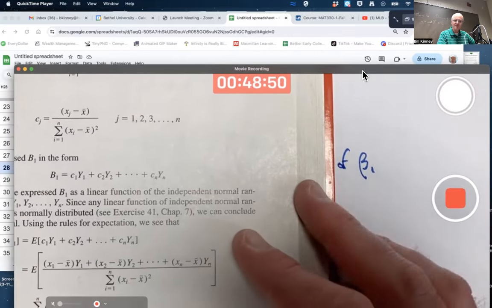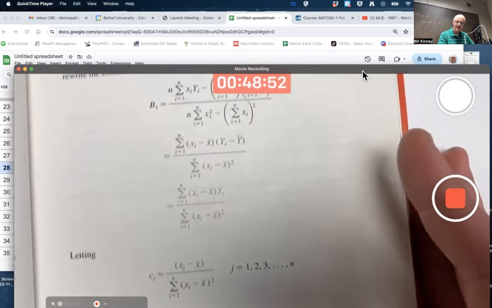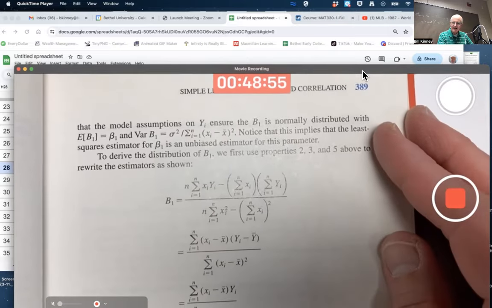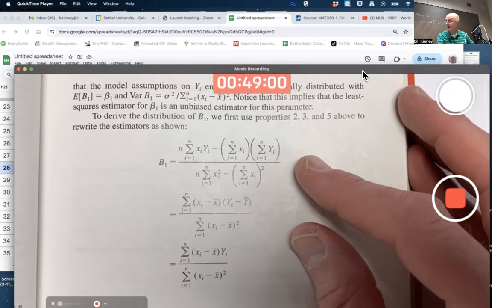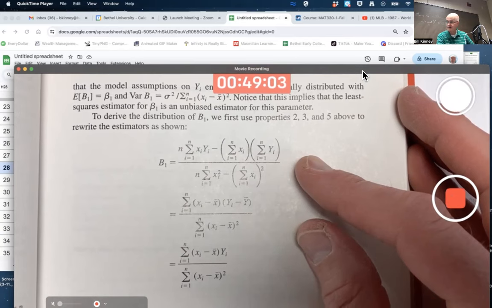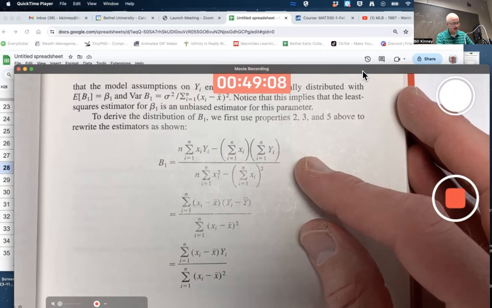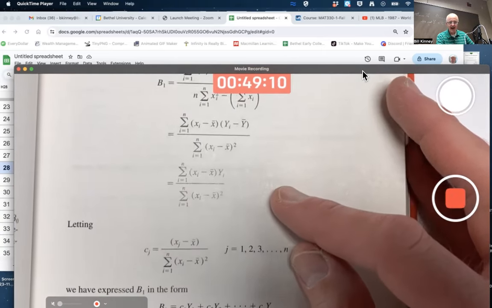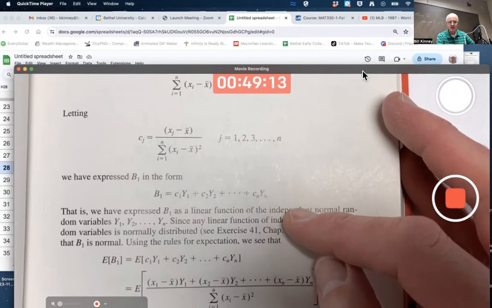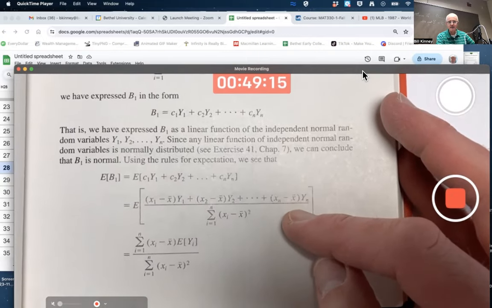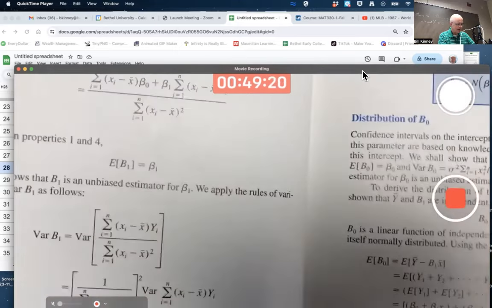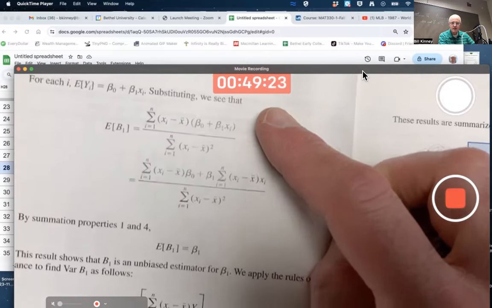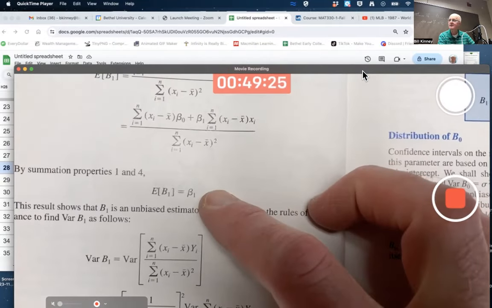Where is it done? Oh, it's done on pages 389. Okay, the derivation starts here. Here's the formula for capital B1. Notice it involves a capital Y. It is a random variable because capital Y is a random variable. The X's are all lowercase. You assume you're given the X's. And then they say, hey, it's really a linear combination. And so by rules for expected value, you can write this. It goes on to the next page, substituting. There you go. There's the conclusion.